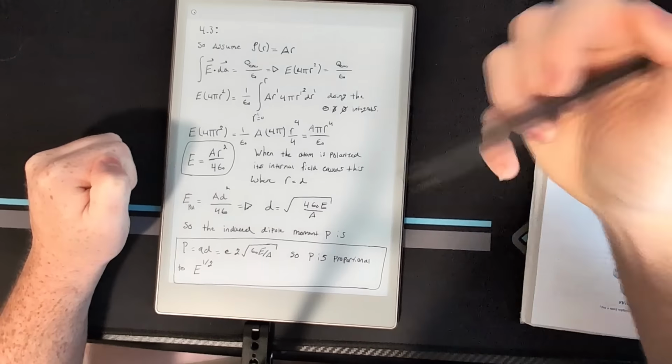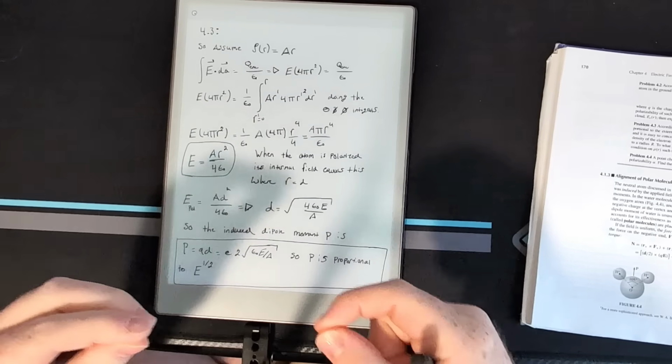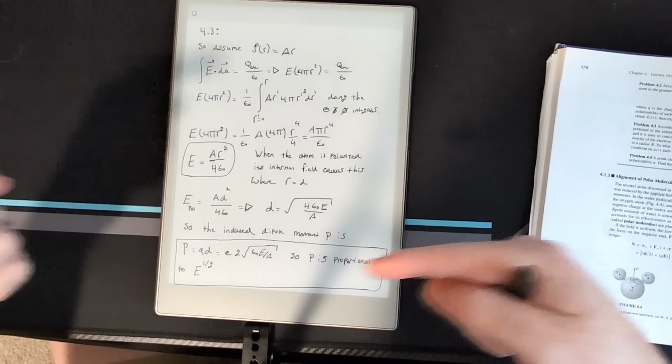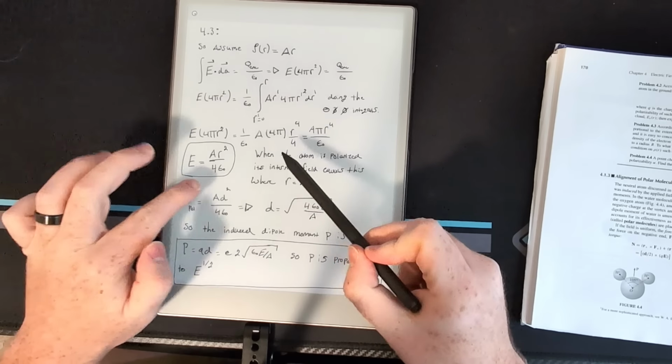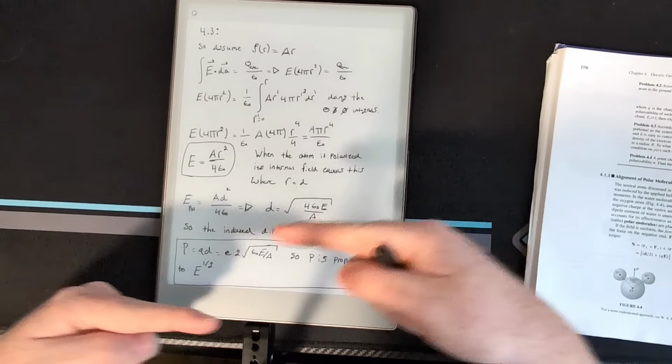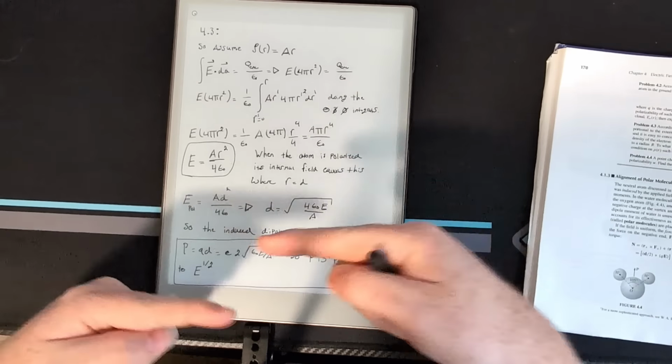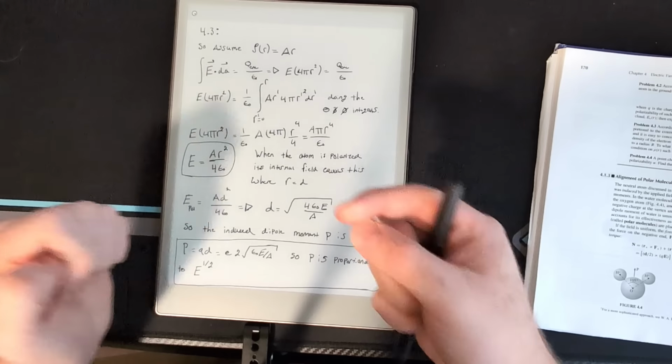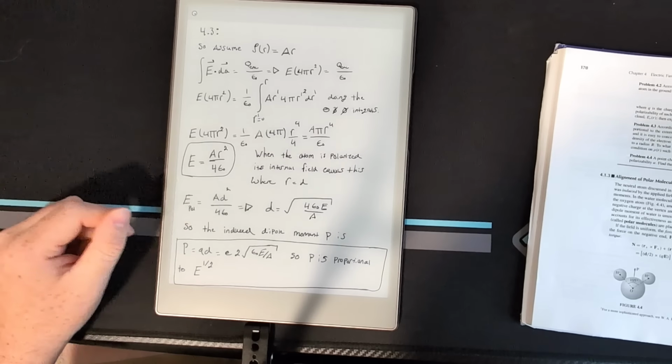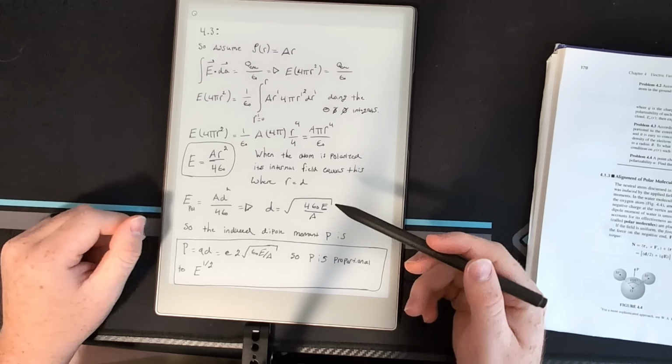And of course, when the atom is polarized and it has come to that sort of equilibrium due to the induced electric field, then the strength of that induced electric field needs to be equal to the strength of the applied field. So the induced electric field should have a strength of a d squared over 4 epsilon naught, where d is the polarization distance, that separation distance that is happening due to the applied field.